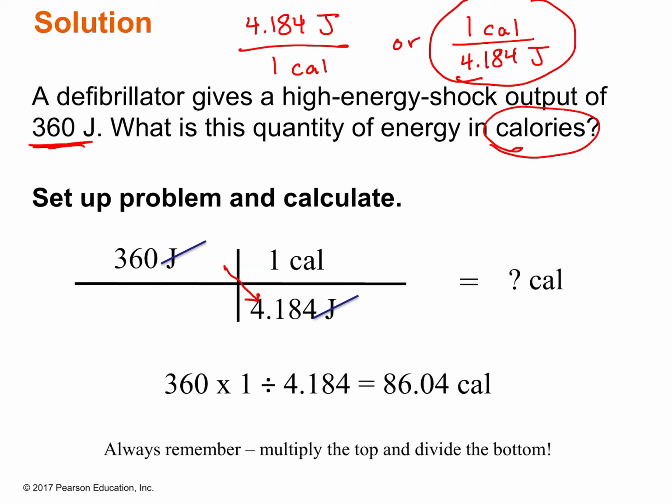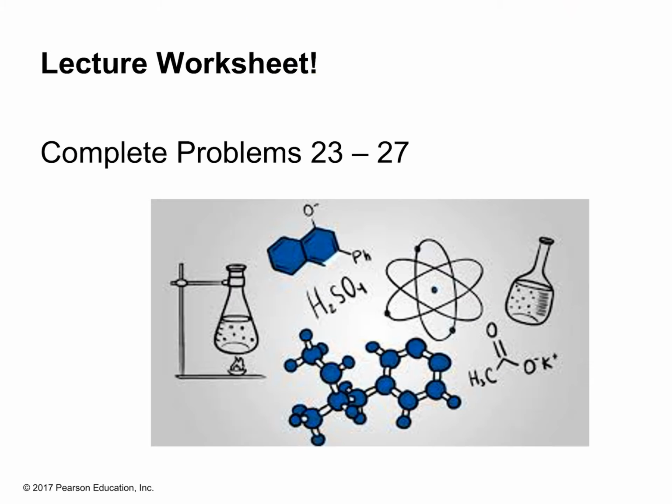Then we can go ahead and do 360 times 1 divided by 4.184, and we will get our answer here, 86.04 calories. And just a reminder, always multiply the numbers on the top and divide by the numbers on the bottom to get your answer. Okay, you can go ahead and pause here and work on your Chapter 3 lecture worksheet problem.